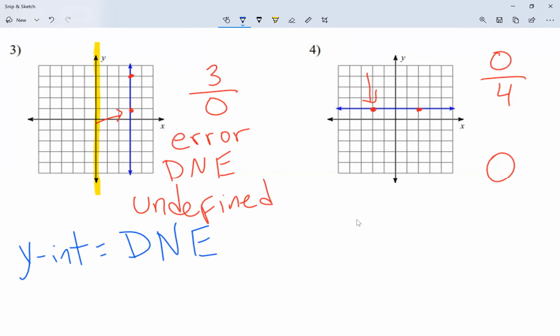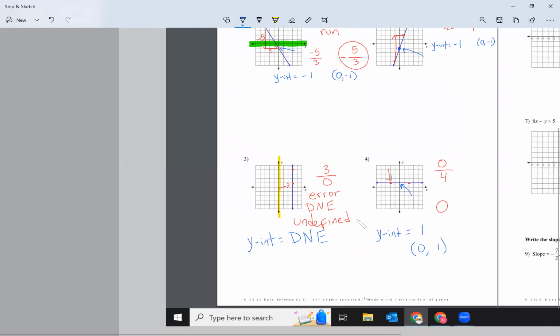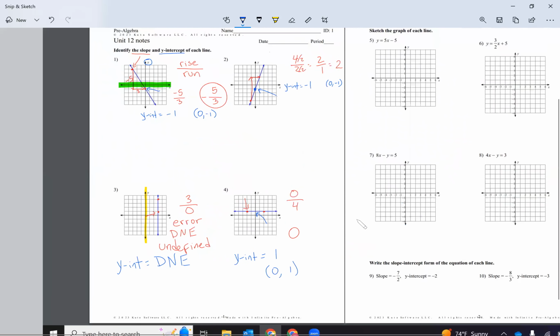Now, in regards to question number 4, it does cross it there. My y-intercept is +1. If I need to write this as a coordinate point, I write that as (0, 1). So let me show you what we did today.